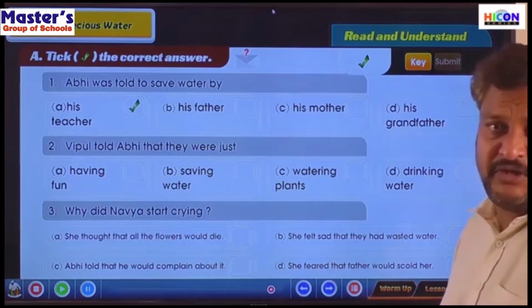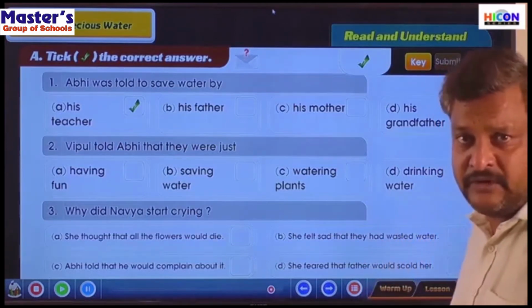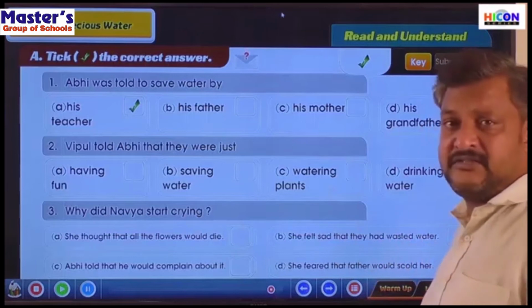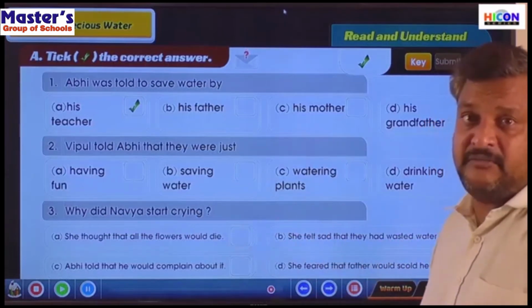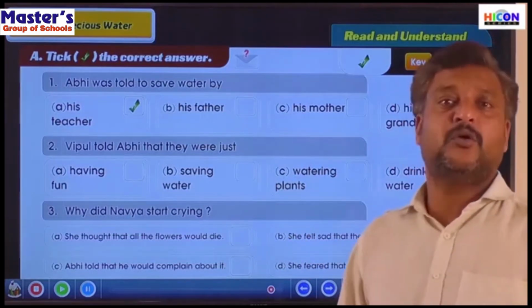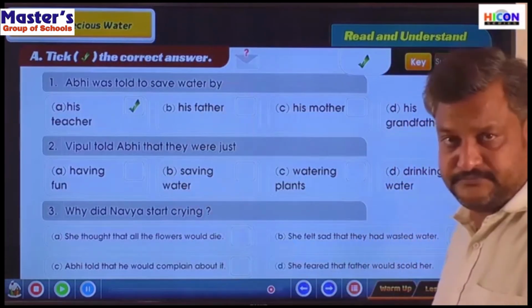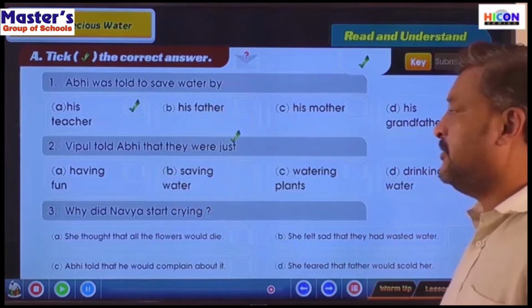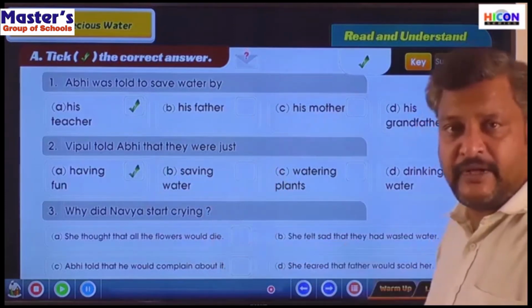So what were they doing? Were they drinking any water there? They were jumping and splashing the water, isn't it? Watering plants, were they watering the plants? No. They were not saving water because they were playing in water, they were splashing water all around and they were wasting water, isn't it? Yes. So they were having fun. Vipul and Navya were playing in water and they were having fun. So that is the right answer.